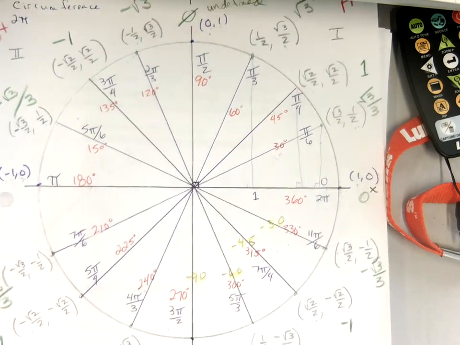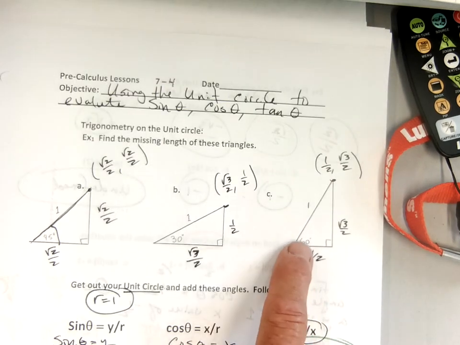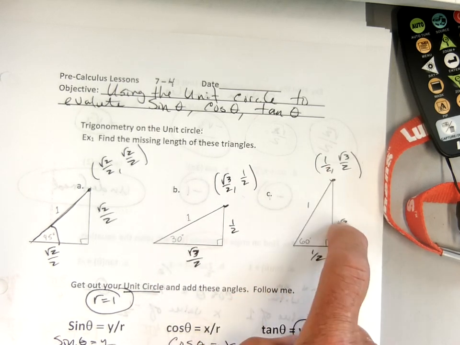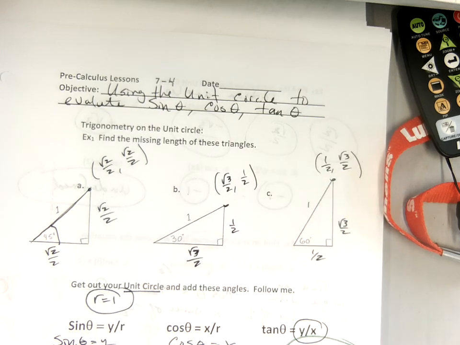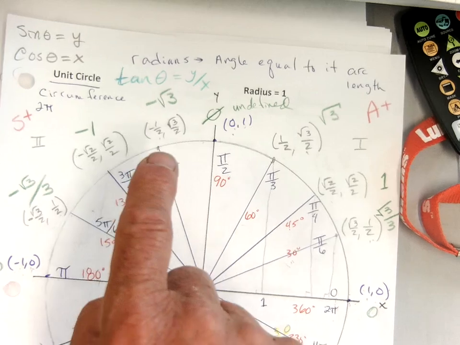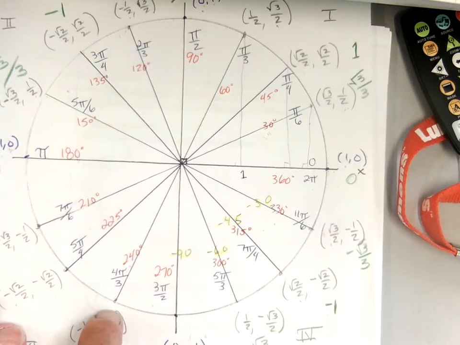Okay. Then we looked at the 60-degree angle, and same as this. So the radius is 1, 1/2, square root of 3 over 2, which makes a coordinate of 1/2, square root of 3 over 2. And we put all of those in our unit circle for our 60-degree angles, okay?